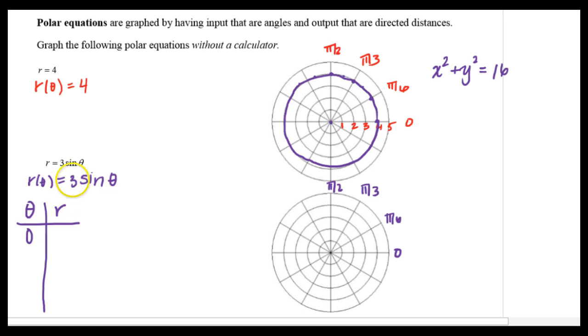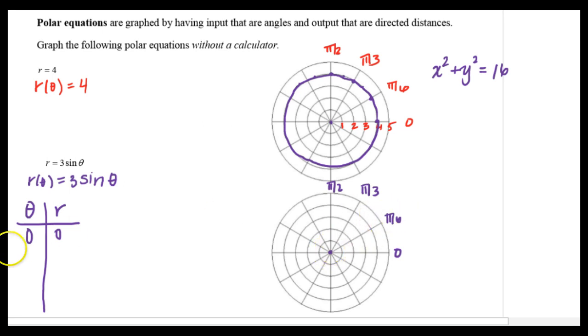So sine of 0 is 0. 0 times 3 is 0. So that means that my starting point, I start at the pole, I go towards the angle 0, but I don't go away from the pole at all because my directed distance is 0. So that means I have a point on the pole.